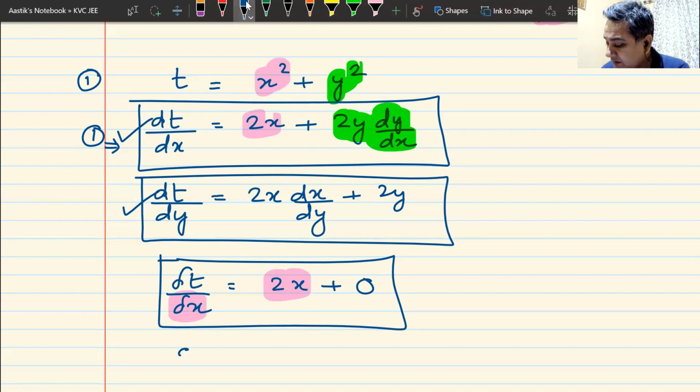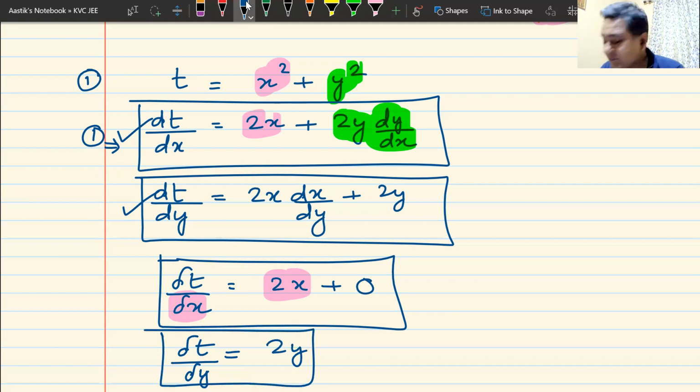If you have understood this, then you should be able to tell me what would be del t by del y. 0 plus 2y. I don't have to say 0, so I just write 2y. Got the answer? 2y. I don't need to differentiate x squared because its derivative is going to come to 0, because that x squared will now be treated as a constant. This is the difference between complete derivative and partial derivatives.